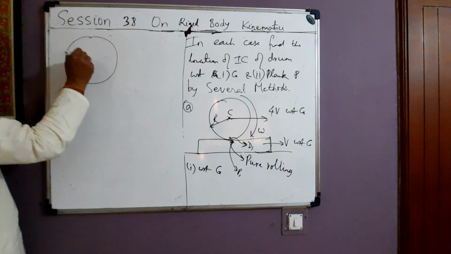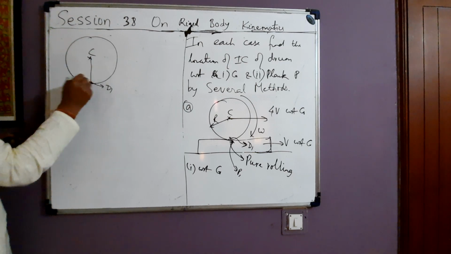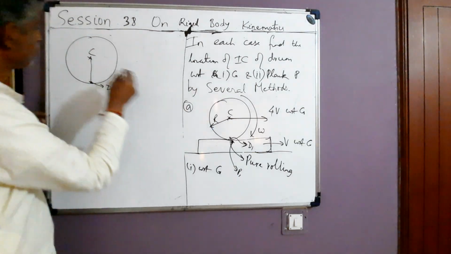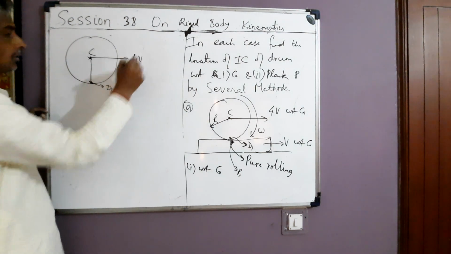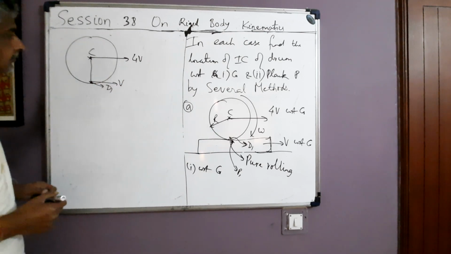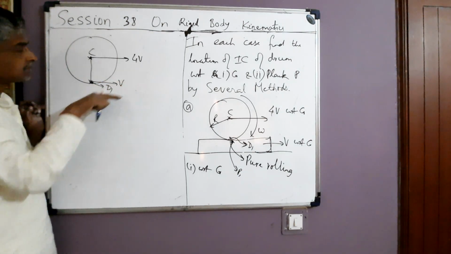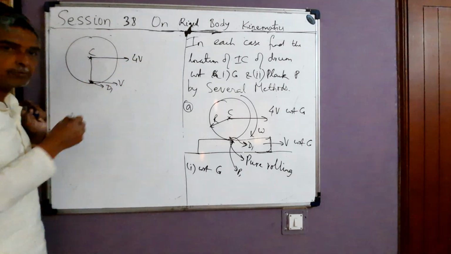So this is the center C. This is the point D1. Now C has a velocity of 4V with respect to ground, and D1 has a velocity of how much? V with respect to ground. Pure rolling criteria: now see, this point D1 is moving rightward at speed V. Center C is moving rightward at speed 4V.